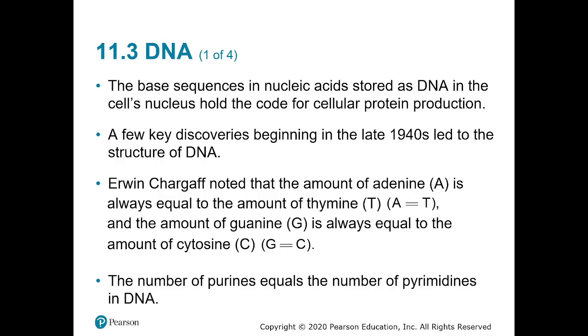So the last time we left off, we were talking about DNA. This is going to be the base sequences in the nucleic acids to be stored as DNA in the cell's nucleus. This will hold your code for your cellular protein production. And that protein production actually then prompts the production of almost everything else in your body. It also holds the code for RNA production, by the way. So the RNA production gives you the protein production, actually.